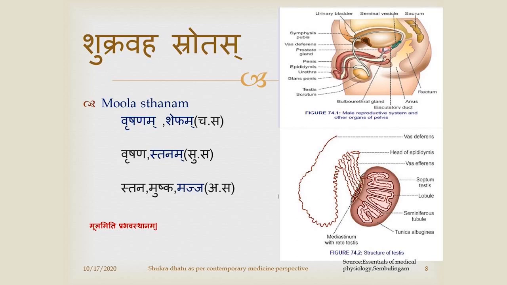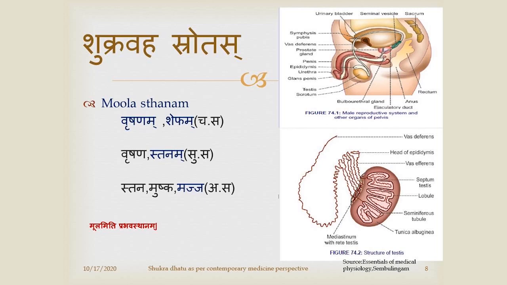Here, the word meaning of Moola Sthana is Moola Midi Prabhava Sthanam. It can be taken as a site of origin of a particular srotas, or a governing site of the particular srotas for the proper maintenance of the srotas soon after the formation of a particular dhatu associated with that srotas, or a site where the dushti lakshana of that particular srotas can be seen, or a site where the predominance of that particular dhatu which is flowing through the srotas can be seen. So the Shukravaha Srotas can be seen in four places, that is Vrishana, Shebha, Sthana and Majja.